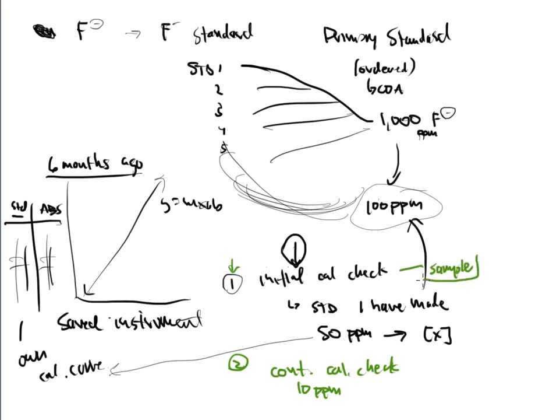Remember to run this as a sample, right? I know it's something that you've made, but if you run this as a standard, it's going to want to put this in the standard curve, and you don't want to confuse the machine, right? So what happens is that you run these as samples. You label them as the cal checks.